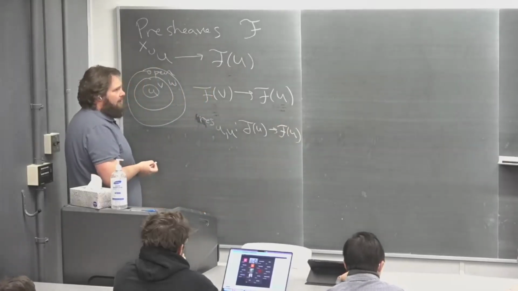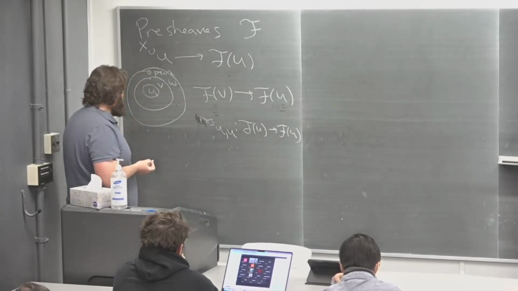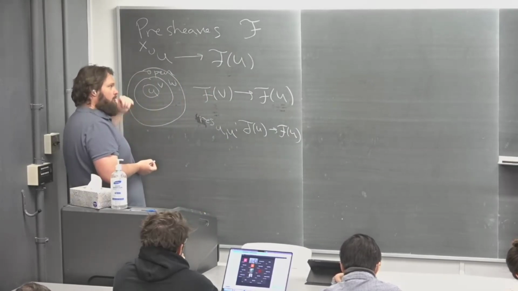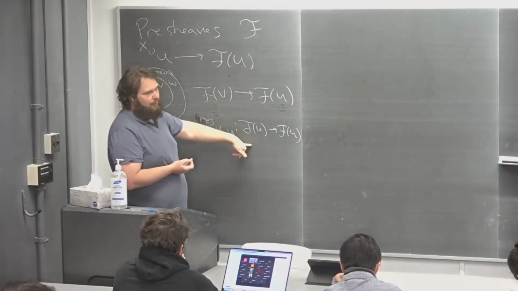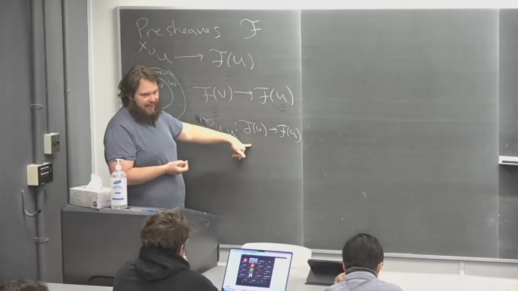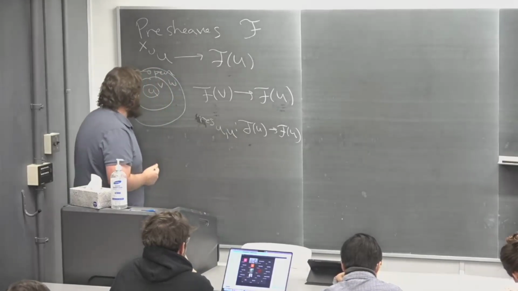And as I mentioned, you can think of this as a functor from a category of open sets, where the morphisms are the opposites of inclusion. So it's the opposite of the usual open set category. And this is saying that when you have a functor, it has to send identity morphisms to identity morphisms. All right.